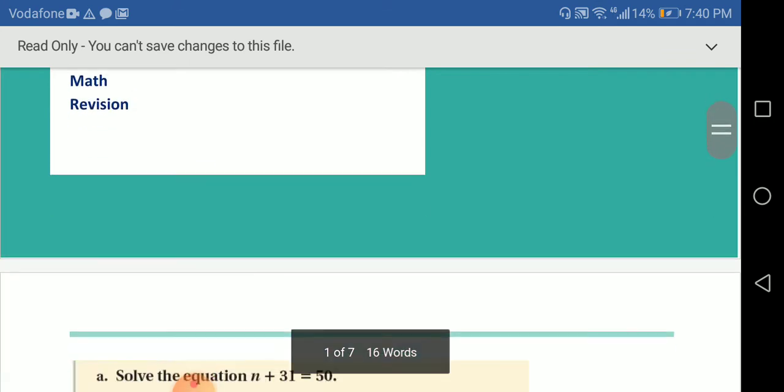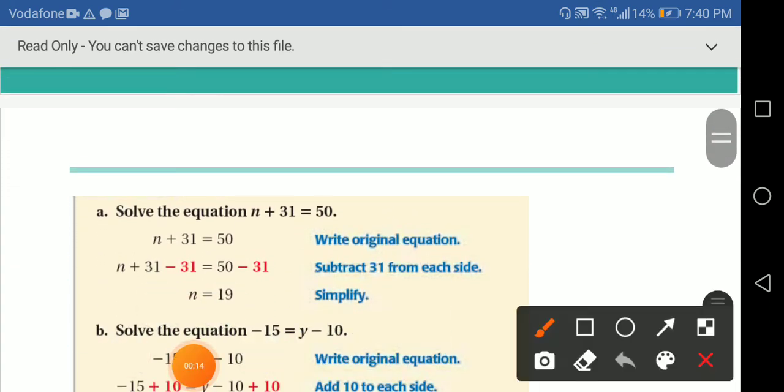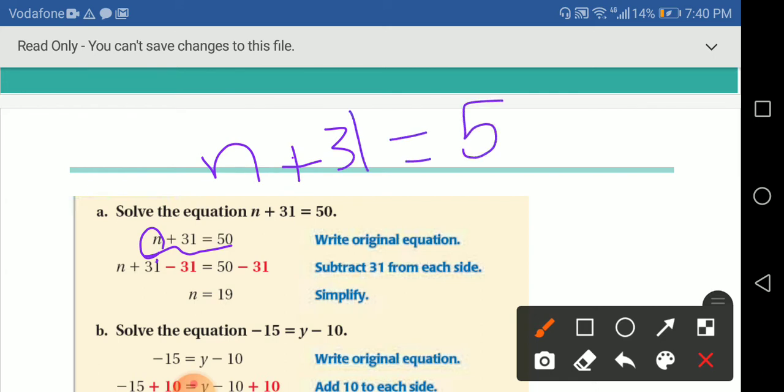We have the first question, n plus 31 equals 50. So this is an equation and it asks me to solve it. Solve it means that I need to know the value of the variable. Variable here means n, the letter. So n plus 31 equals 50. How can I solve this?